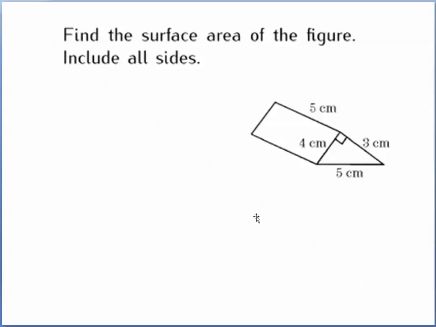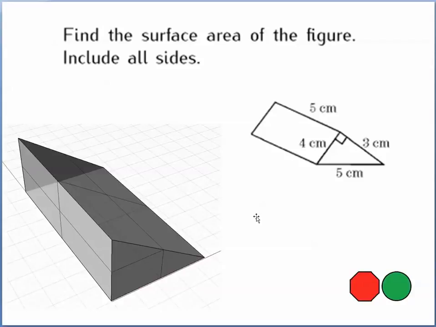All right, find the surface area of the figure and include all sides. Well, I'm not real happy about this. The drawing doesn't show you very well that it's a three-dimensional figure, and the question doesn't either. So I have stuck in another drawing for you here that might help you. Click on the stop sign and find the total surface area of this triangular prism.